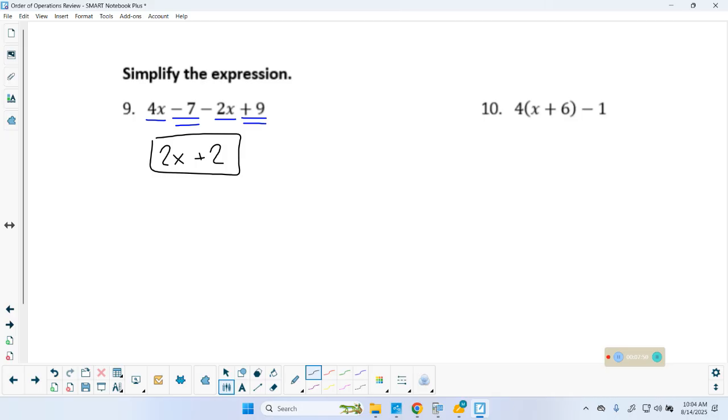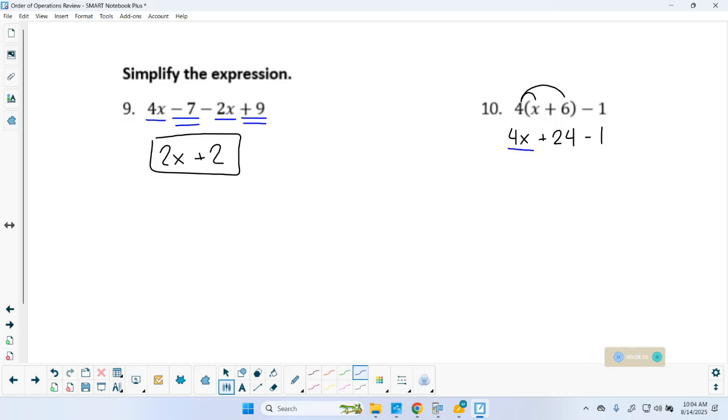10, we have 4 times x plus 6 minus 1. So again, it is just an x. There's nothing to plug into it, which means our first step in order to simplify, we're going to take the 4 and we're going to distribute it inside of our parenthesis. 4 times x is 4x. 4 times 6 is 24. Then we still have the minus 1.